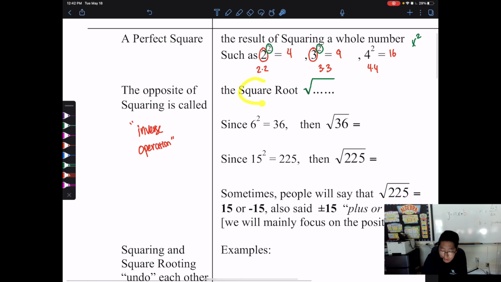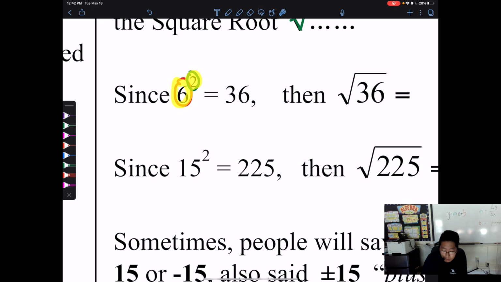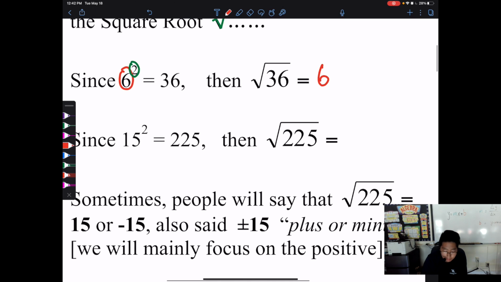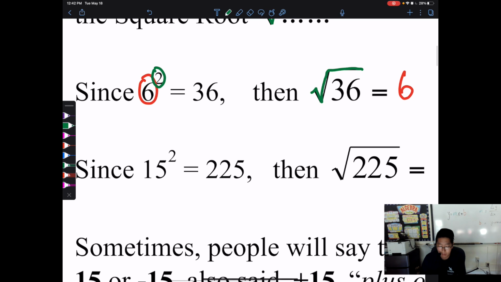So squaring, the opposite is square rooting, okay? So let's look at this. 6 squared, what's the base here, right? 6 is the base, and we are squaring it. We're raising it to the second power. So here, when we have 6 squared is 36, then the square root of 36 is going to be whatever the base is, right? It's the opposite of the square, so it's going to be 6. So the base here is 6, all right? So here I want you to think of it like 6 squared is 36, then the square root is 6, all right?